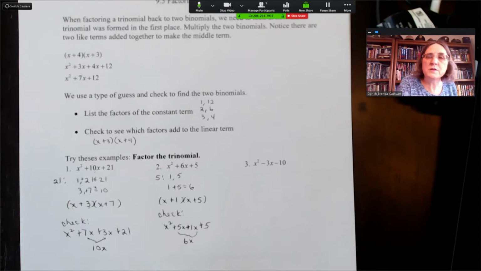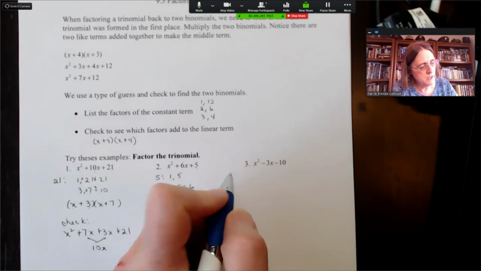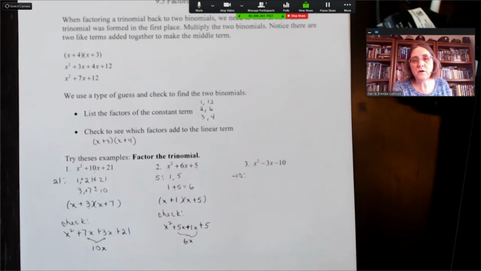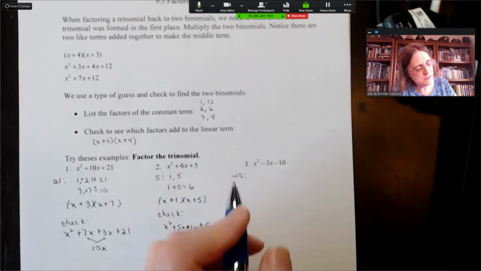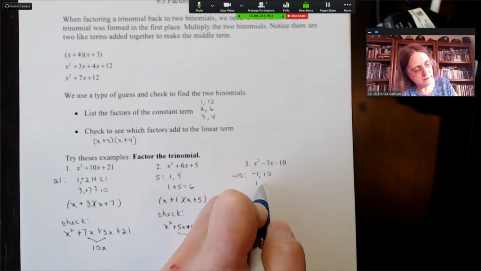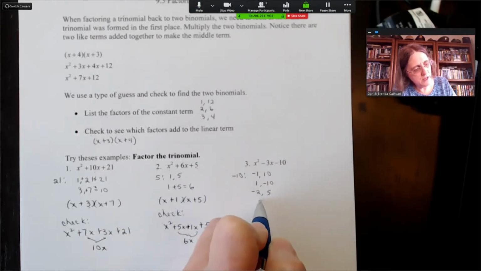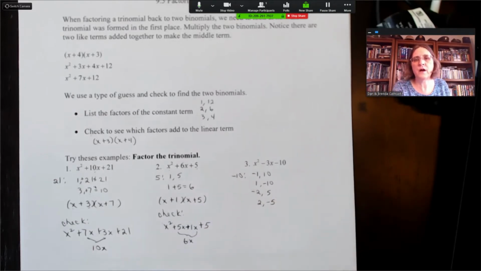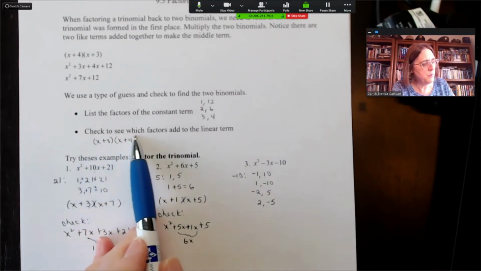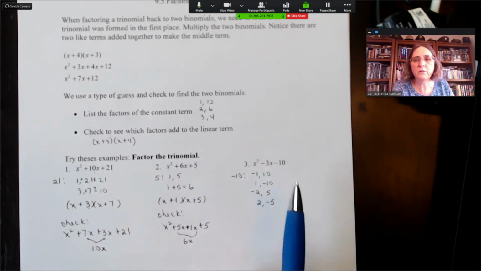Okay, now let's see what happens if we have some negatives involved in it. We're going to start the same way. We're going to list the factors of the constant term. This time the constant term is negative 10. So our factors to get negative 10 would be negative 1 and 10, 1 and negative 10, negative 2 and 5, and 2 and negative 5. We're looking for now a pair to add up to my linear term of negative 3x.